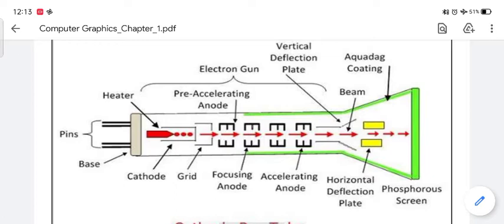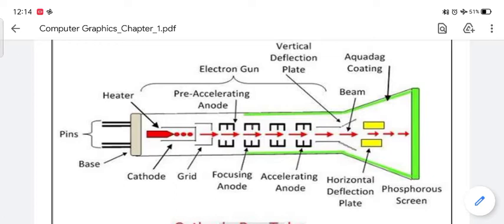How is a clear picture achieved? What comes out of the control grid should move in a straight pattern, which I have shown in the figure. In the same way it should move, hit the phosphorus screen, and an image is produced. To make that image more clearly visible, this focusing system is used.